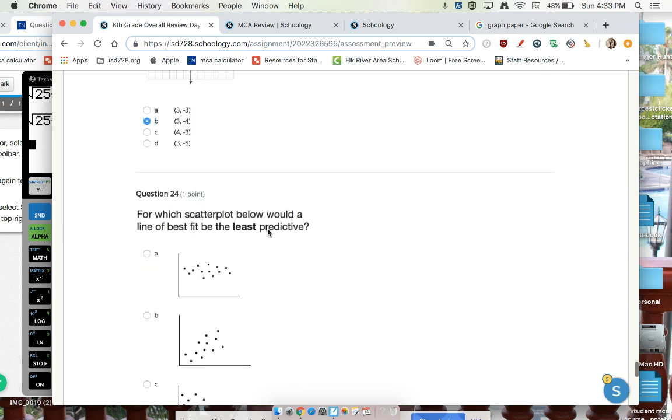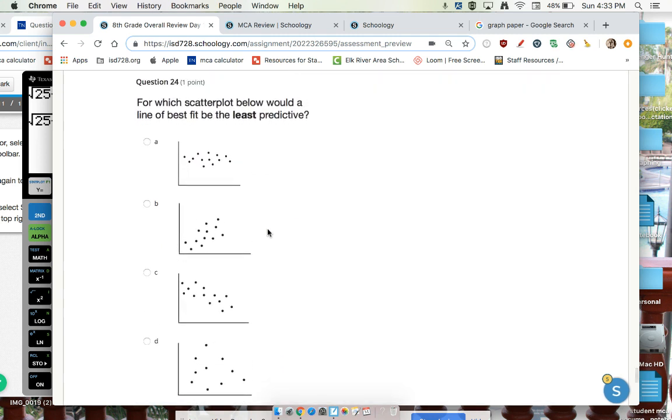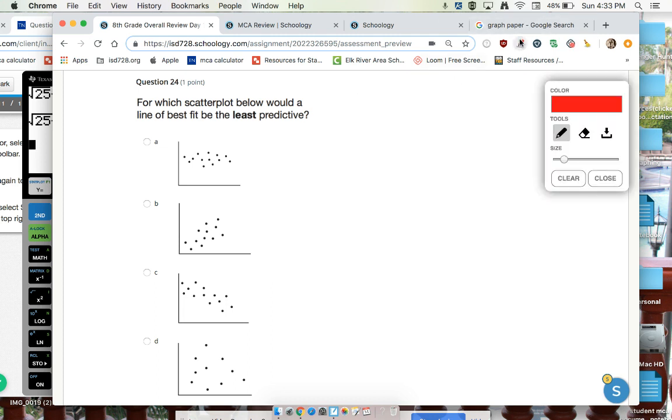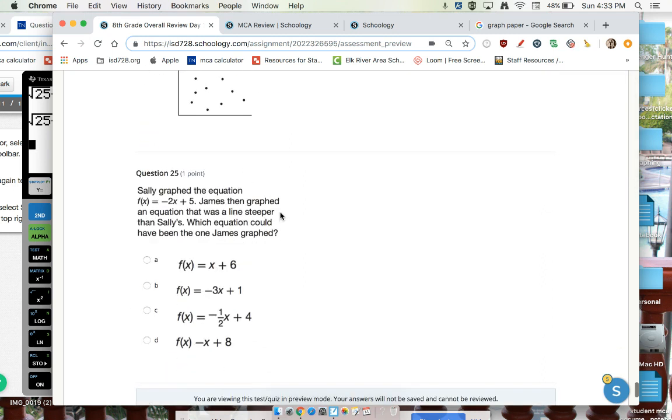Okay, 24. Ooh, a nice one that you don't have to do too much. For which scatter plot below would a line of best fit be least predictive, meaning it wouldn't really give you a good estimate? So you want to look for one that has no correlation. You could make a really nice line of best fit here. This is a positive correlation. You could make a good one. This is a negative correlation. You could make a good one. And here they're all over the place. So that's the one you can't really make good predictions on.